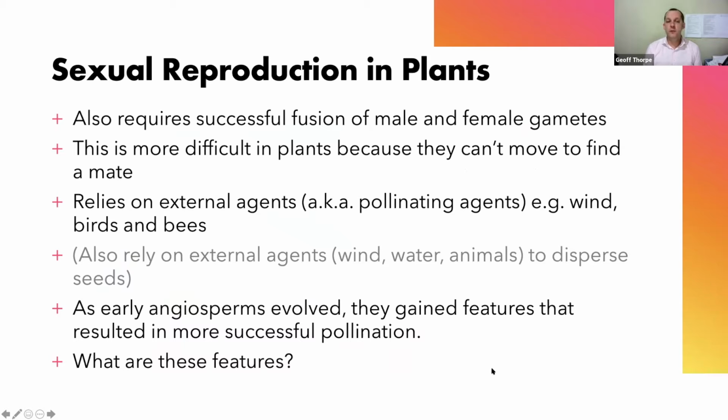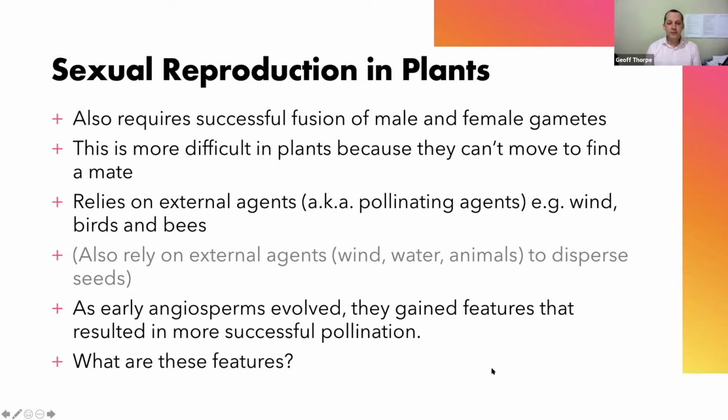So now this is more difficult in plants, obviously because they can't move around to look for or find a mate. So they rely on external agents, also called pollinating agents. Examples of those are wind, the birds and bees. Related to that, they also rely on these external agents, like wind, water, animals, to disperse the seeds later on. Just keep that in mind, but we'll focus on actually making the seeds now.